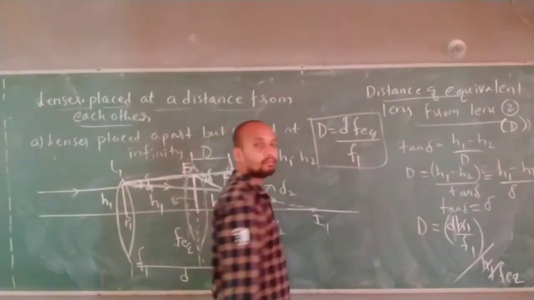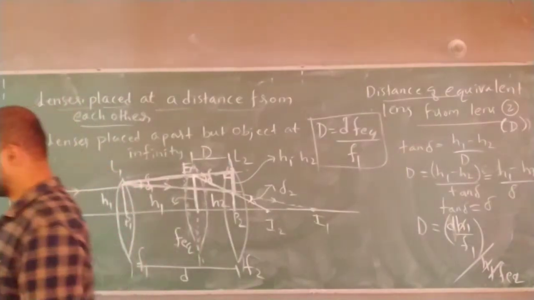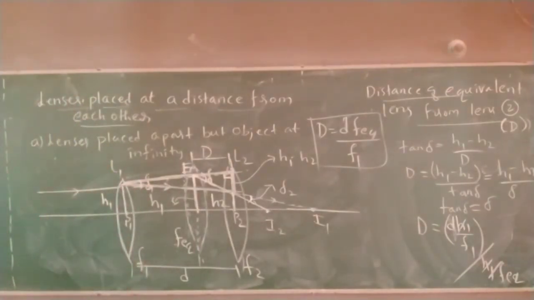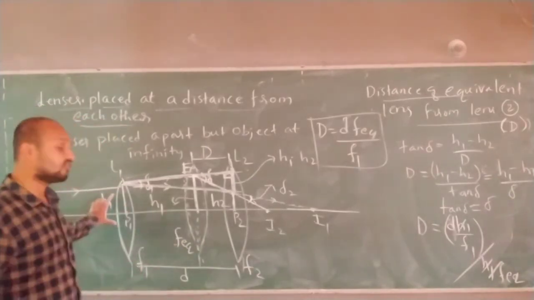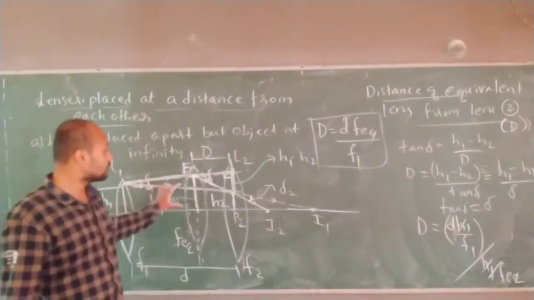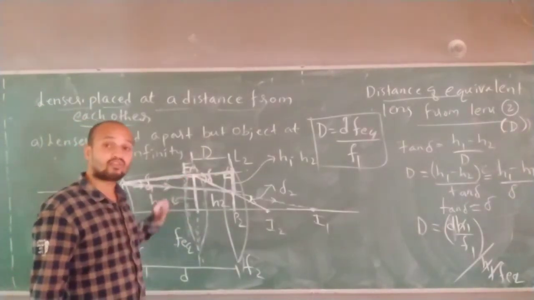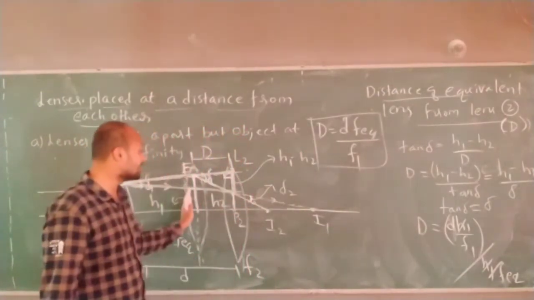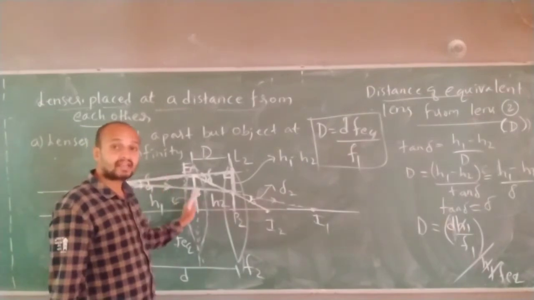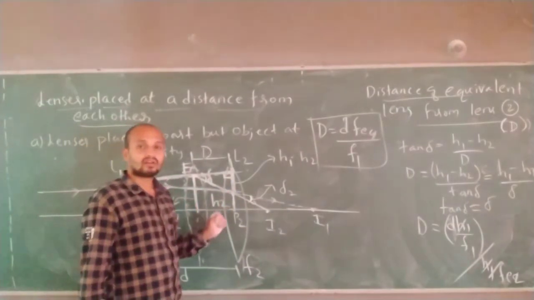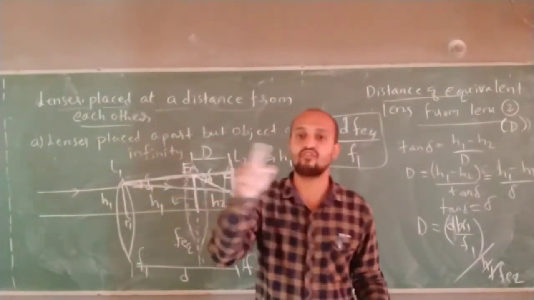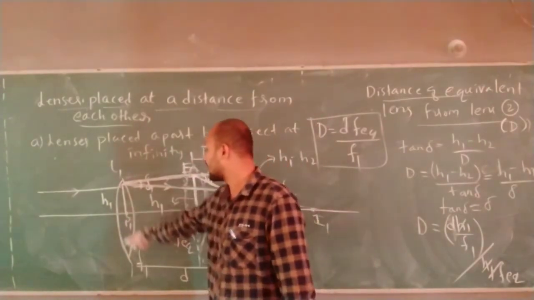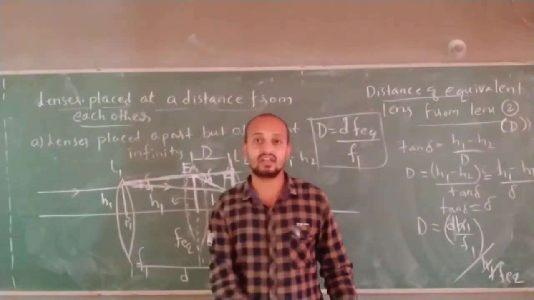This is a very important relation we have. If you know the focal length of the first lens, and if you know the equivalent focal length, you can find the distance of this lens where I can keep it from the second lens such that it produces the same focal length as this combination is producing.